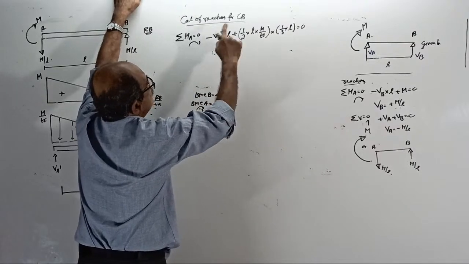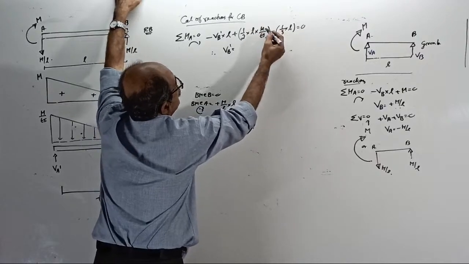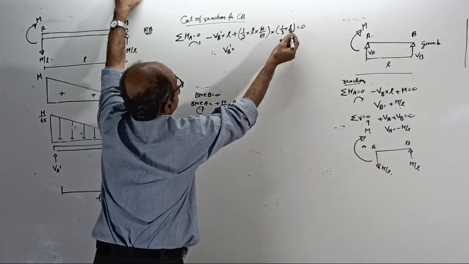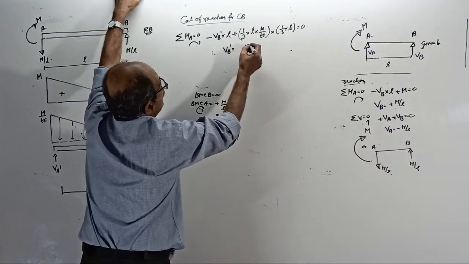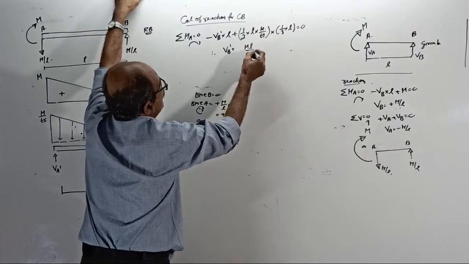This is minus, so it goes to the other side. M into L into L is ML square. One L gone. ML by 3 into 2 is 6 EI.